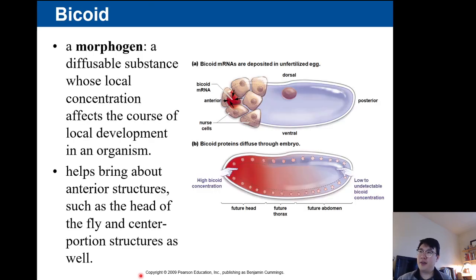Okay. Now, a morphogen is a diffusible substance whose local concentration affects the course of local development in the organism. Again, I'm reading off the slide. Let me see if I can explain this in a more simplistic way.